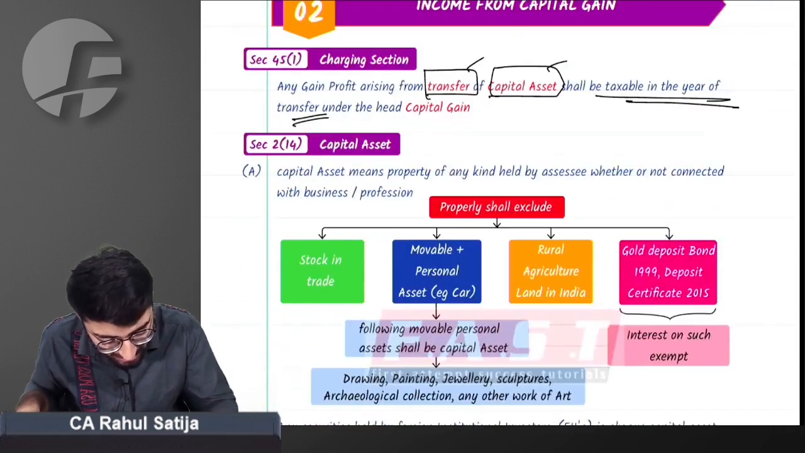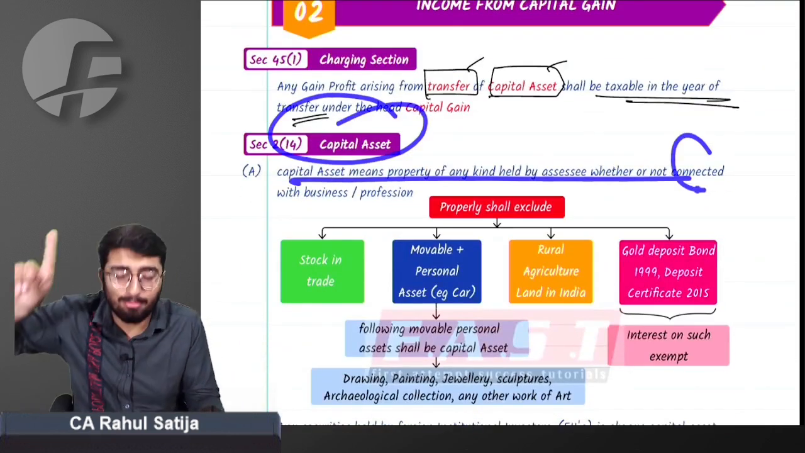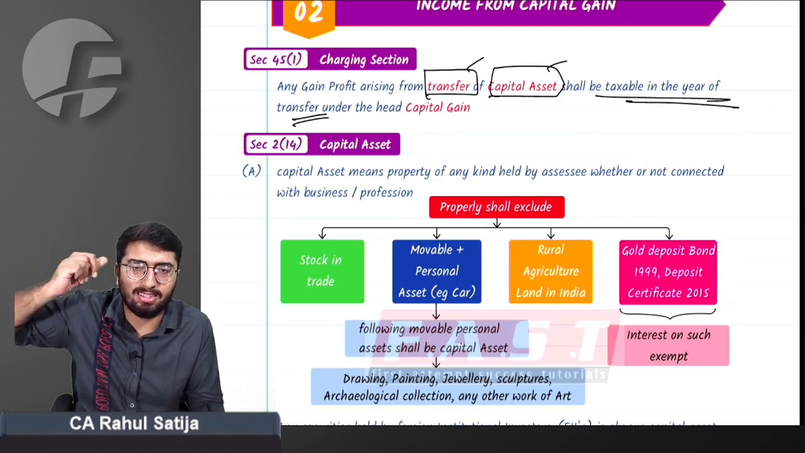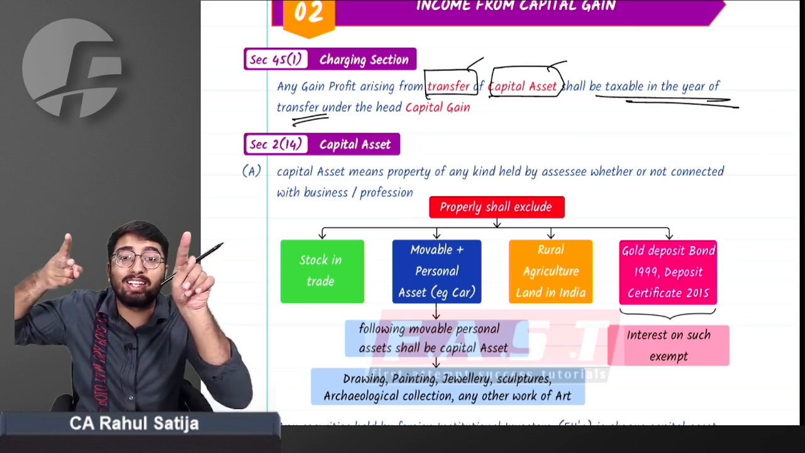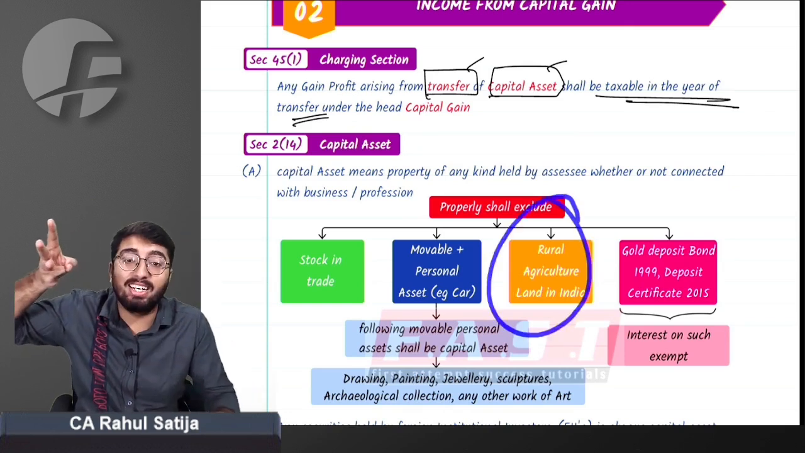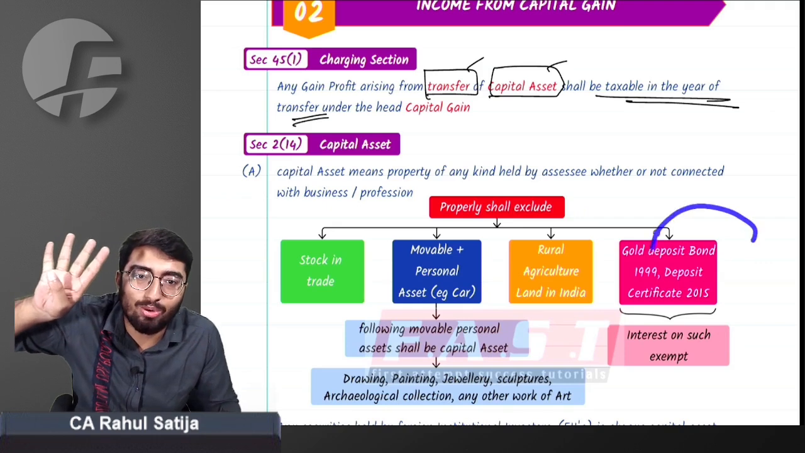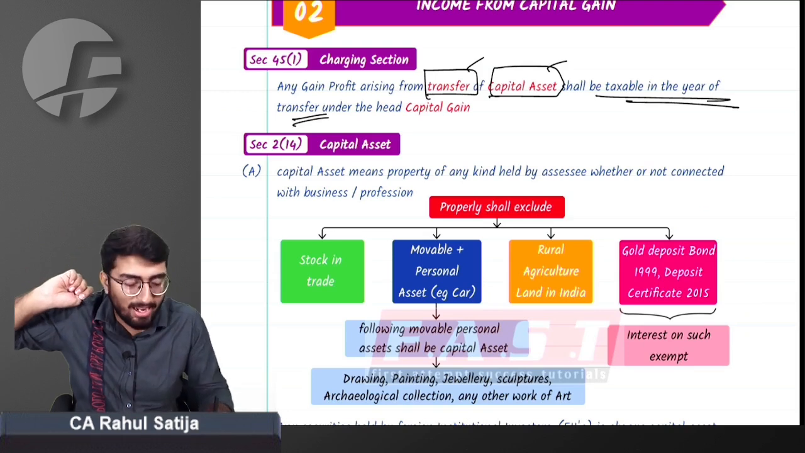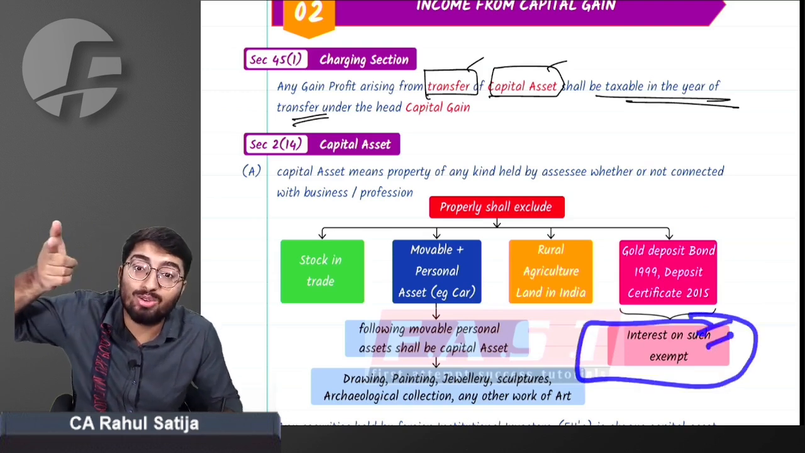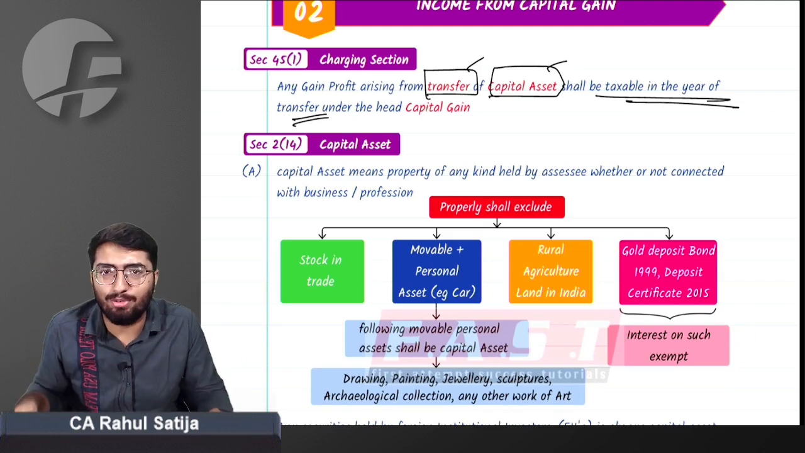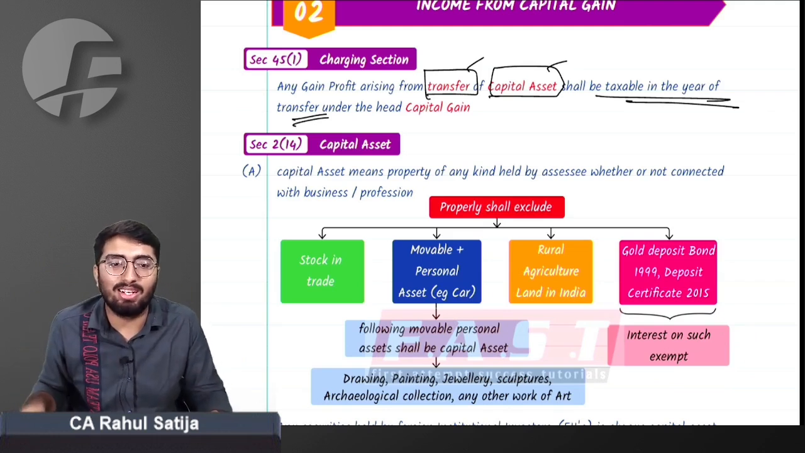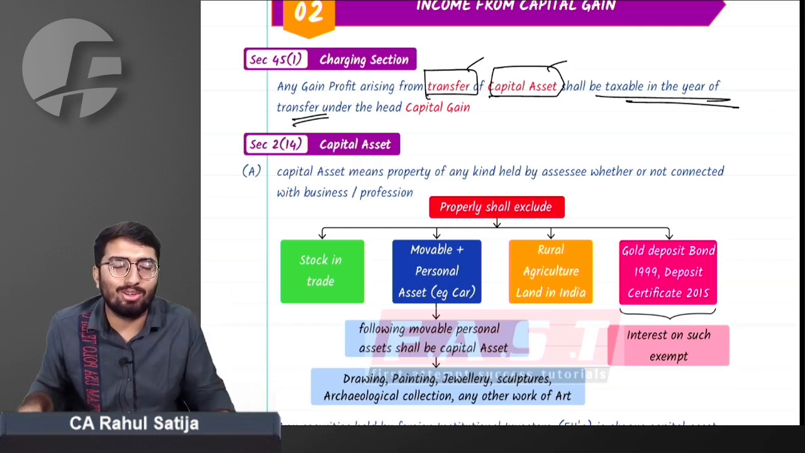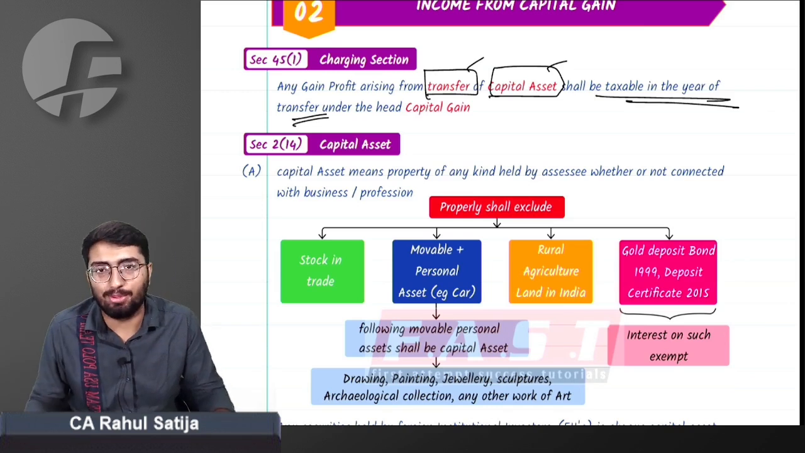When we were studying capital asset, I told you all kinds of assets are capital assets, but 4 kinds of assets are not capital assets. First of all was stock in trade. It is not a capital asset. Any kind of movable personal asset was not a capital asset. Any kind of rural agriculture land in India is not a capital asset. And any gold deposit bond and deposit certificate is not a capital asset. Interest on such gold deposit bond is also exempt. The same thing that you are studying under IFOS head, that interest under gold deposit bond is exempt. Therefore, whenever you see interest on gold deposit bond, it will be completely exempt.